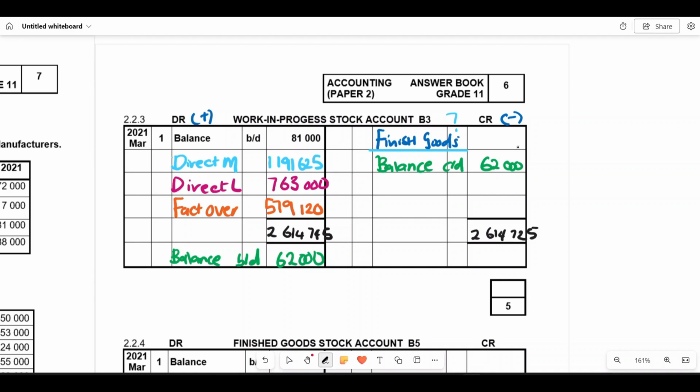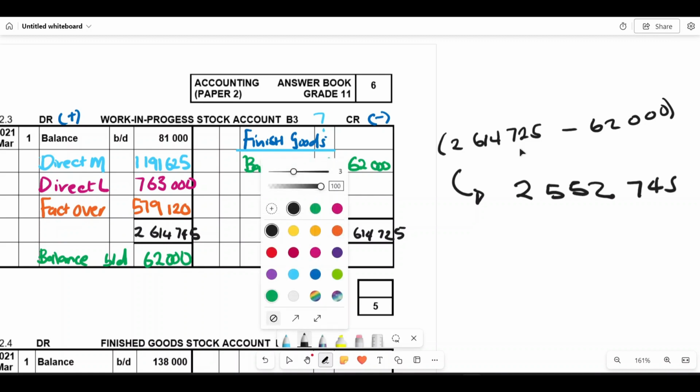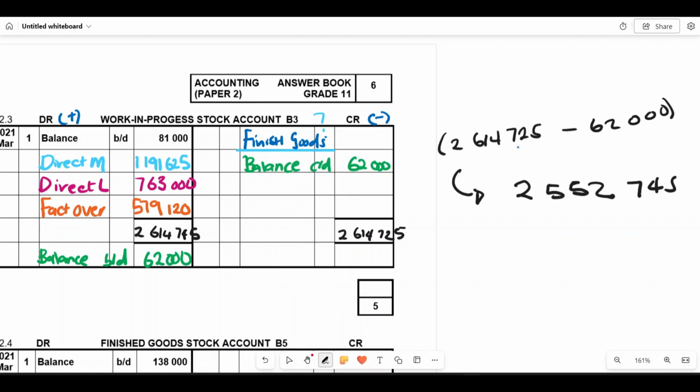Now, to find my balancing figure, I'm going to take this 2,614,745 and subtract the balance carried down of 62,000. And this would give me my work in progress stock that I would transfer to my finished goods phase, right? And if I do so, this would amount to 2,552,745. Right, let me just erase here on the side.